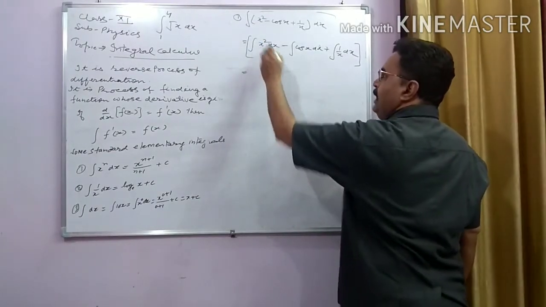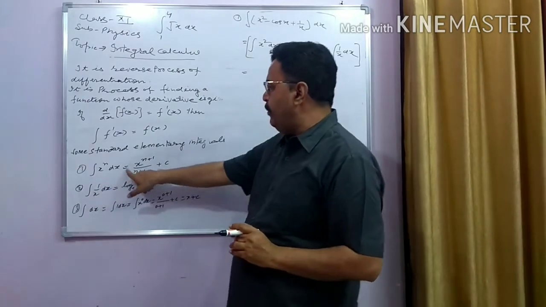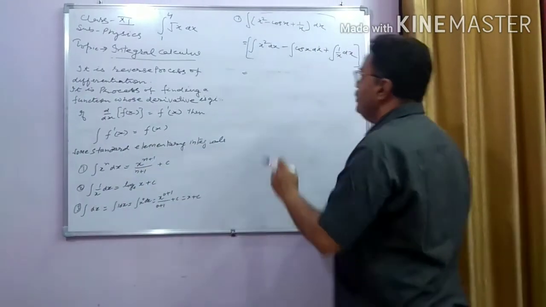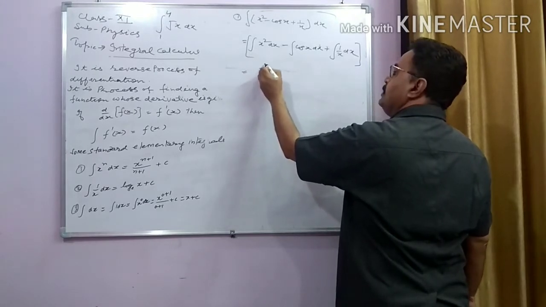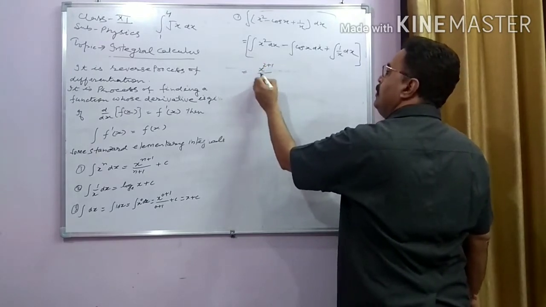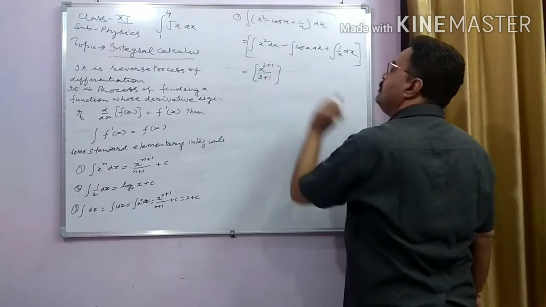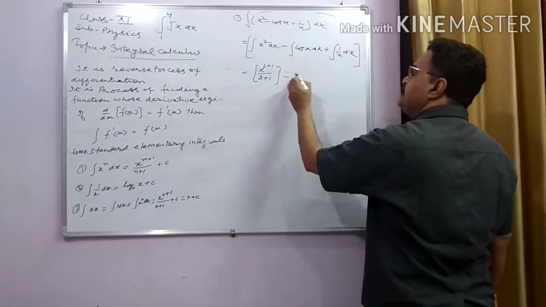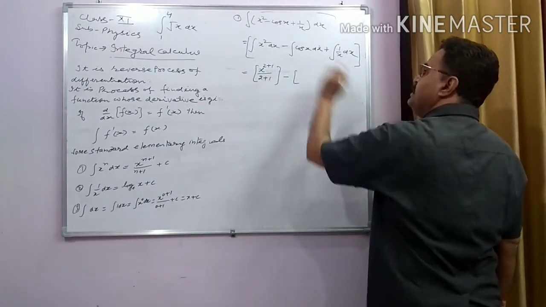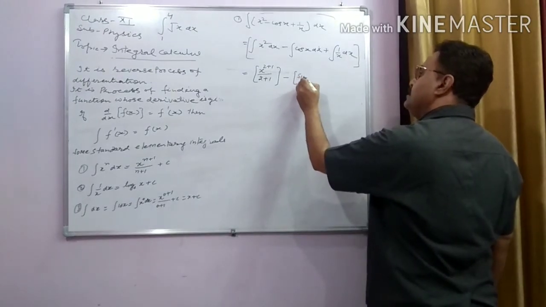We integrate this x square. So we can use this standard form of integration. Power must be raised by 1 to integrate x square: x raised to power 2 plus 1 upon 2 plus 1, divided by the total power. This is the integration of x square. Minus, then we integrate this cos x. The integration of cos x is sin x.